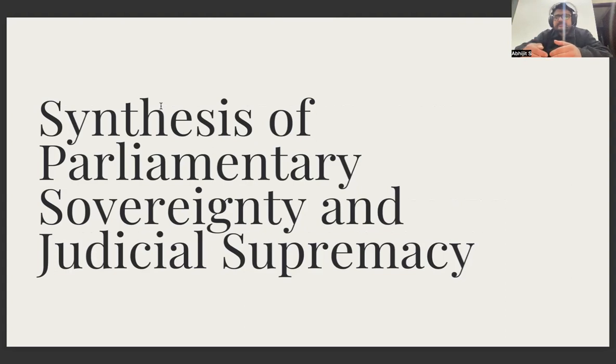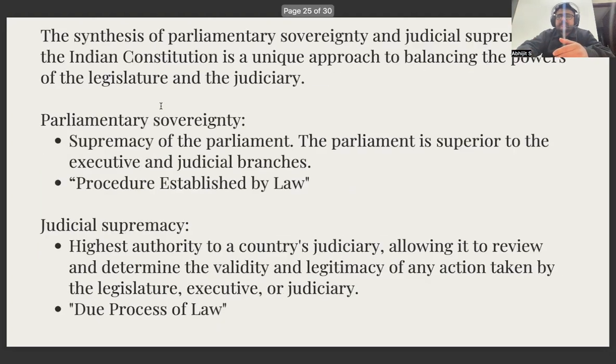Next is the synthesis of parliamentary sovereignty and judicial supremacy. Again, a tussle between the British form of government and the American form of government. In America, you have judicial supremacy, whereas in Britain, you have parliamentary sovereignty, which is to say that parliamentary sovereignty is the supremacy of the parliament. That is, the parliament is superior to the executive and judicial branches.